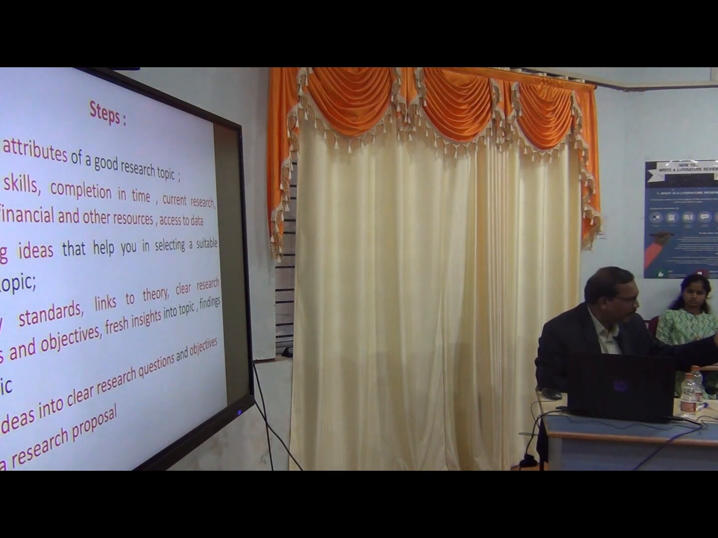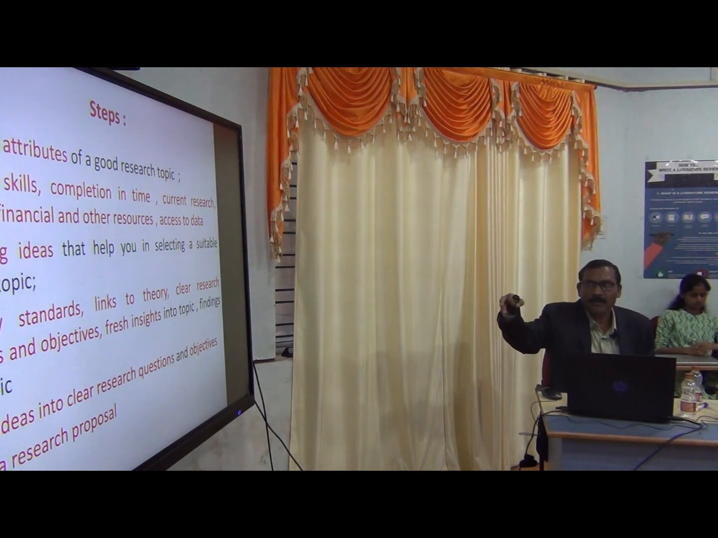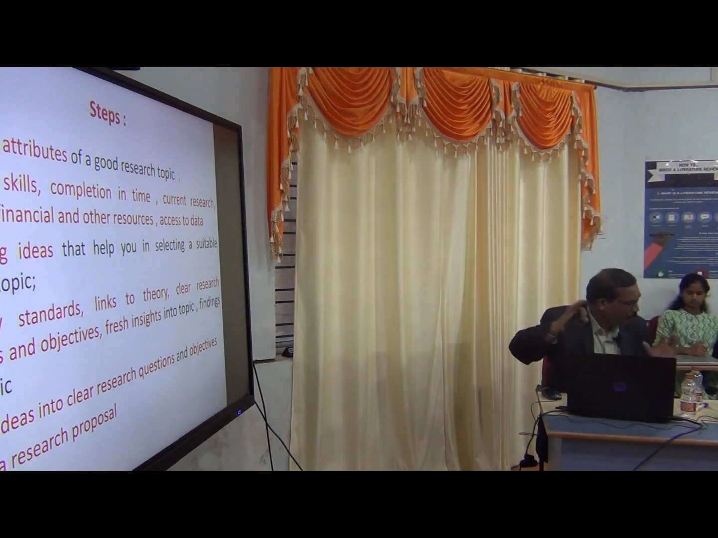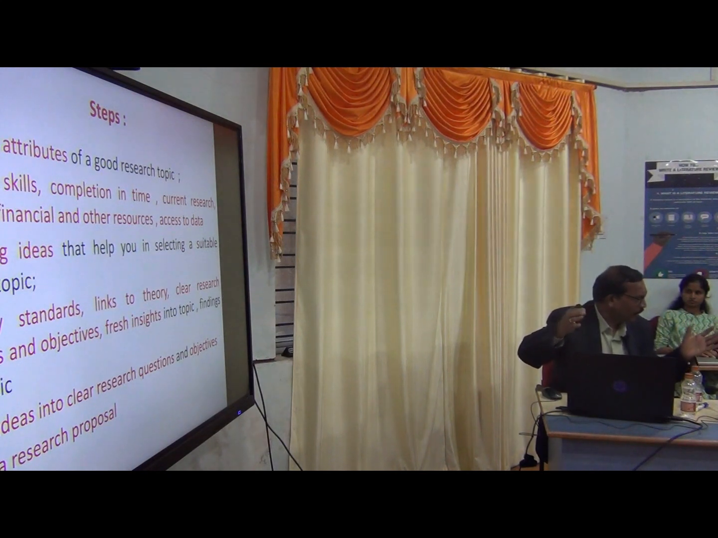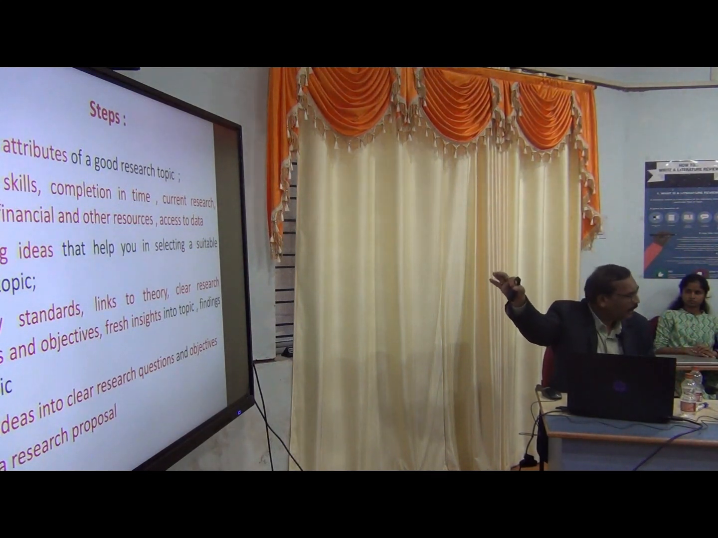Dropout ratio can be there, success rate can be there, progression of the students can be there, teacher-pupil ratio is there, gross enrollment ratio is there, rural-urban disparities are there, male-female inequality is there, socio-economic disparities are there. So what are the attributes and peculiarities of that topic? You have to check. Then you can go for finalizing or going for the further step of selecting the research topic.